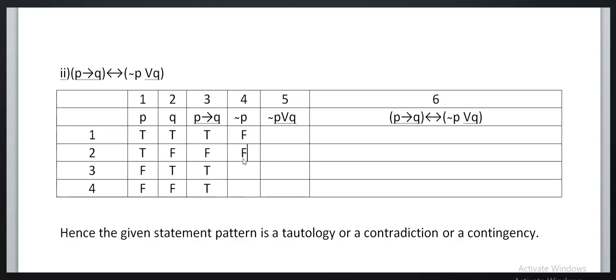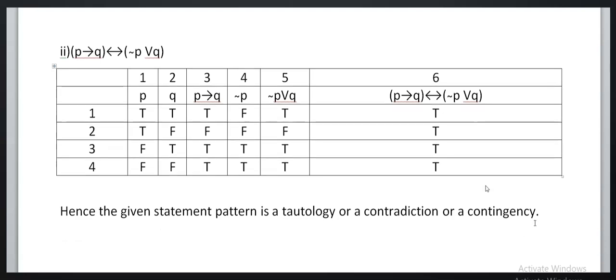Negation of P, F F T T. Now negation of P or Q. T F is T. F or F is F. T or T is T. F or T is T. Now double implication between 3 and 5. TT is T. FF is F. TT is T. And last is also T. Therefore, it is a tautology.